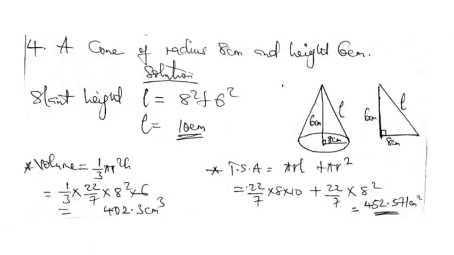A cone of radius 8 centimeters and height 6 centimeters. Solution: the slant height can be gotten by using Pythagoras theorem, that is the square root of 100, which equals 10 centimeters.